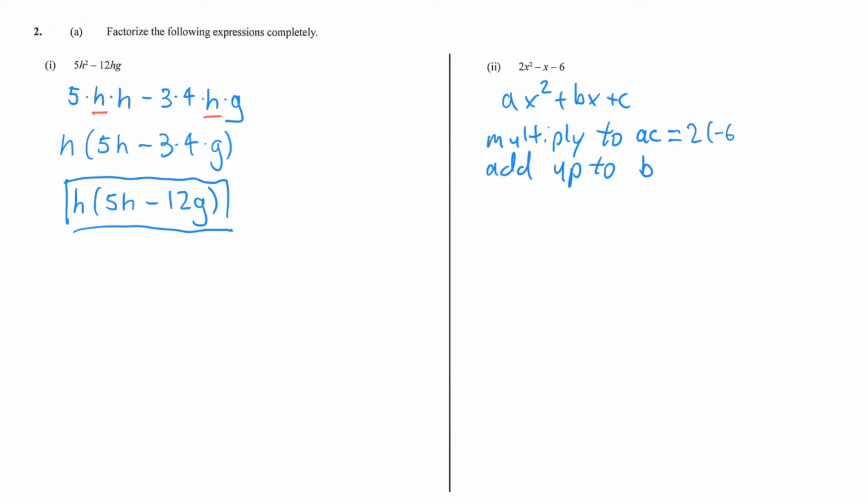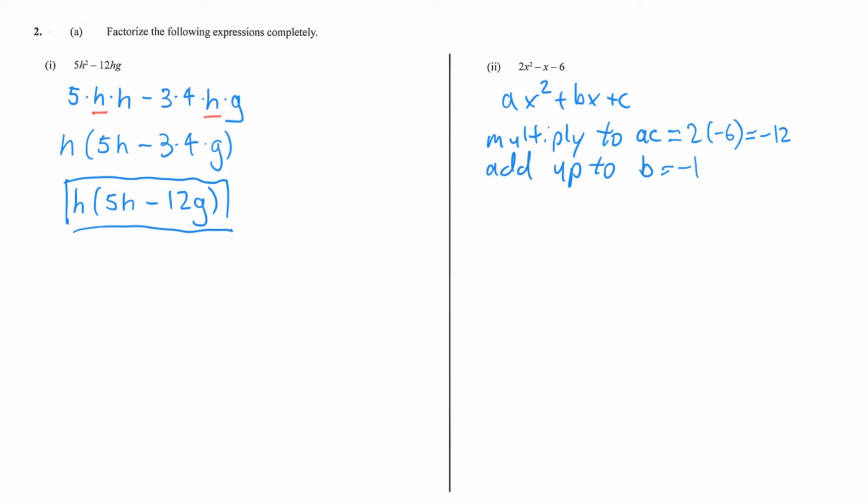So I need two numbers that multiply to give us negative 12. And our b here is negative 1. Two numbers that multiply to negative 12 and add up to negative 1 are 3 and negative 4.